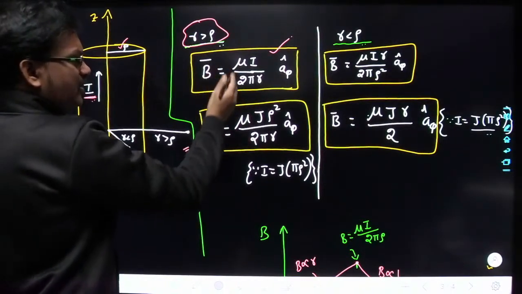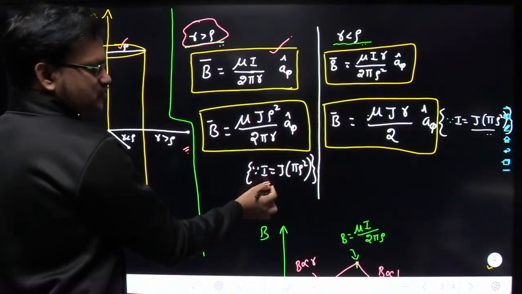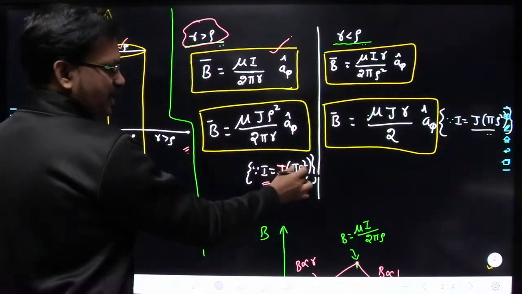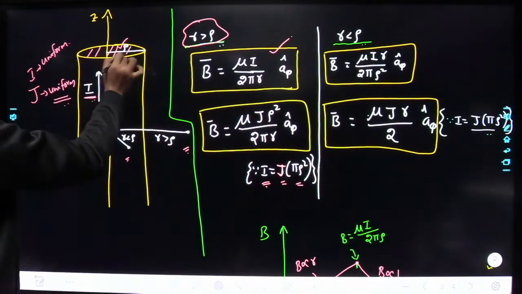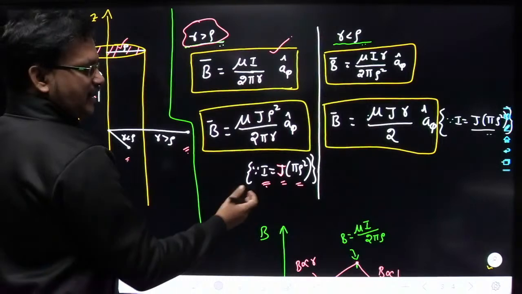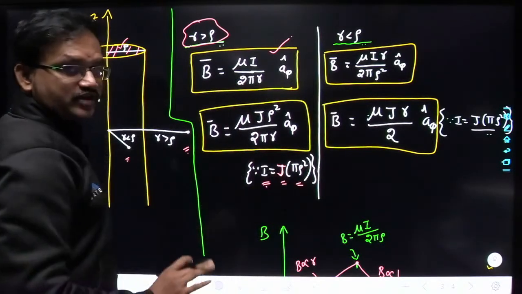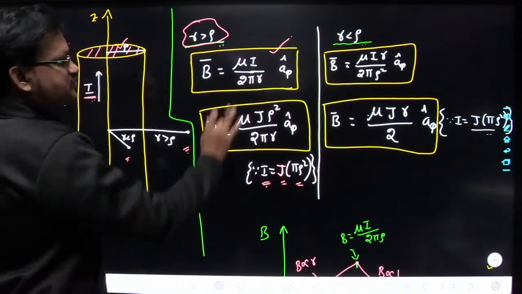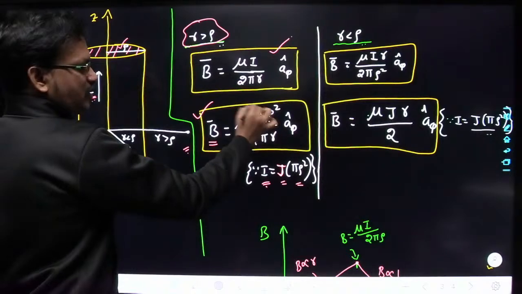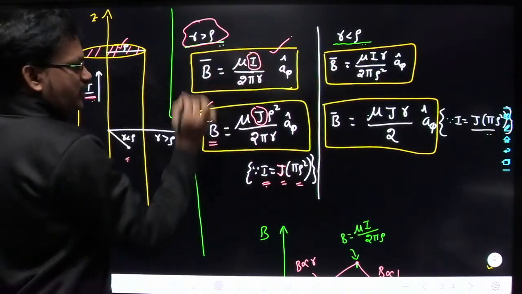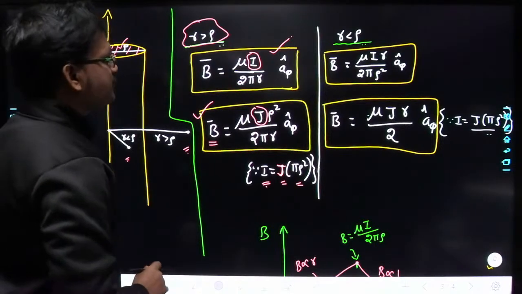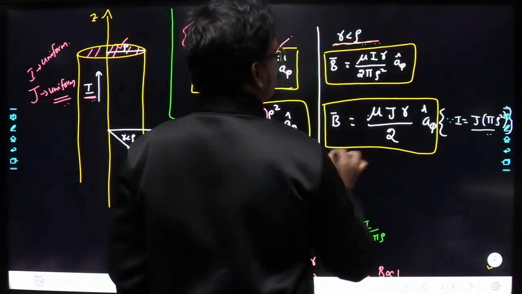Here, if you substitute J into pi rho square in place of I, where J is the current density, then J multiplied by the surface area gives you the total current. So we can represent the total current as the current density multiplied by the surface area, that is J into pi rho square. If I substitute J into pi rho square in place of I, then you are going to get the expression in terms of J. This is the expression in terms of I, so you just replace I with J into pi rho square. Understood? Next, for R less than rho, what is the expression for the B field we got?